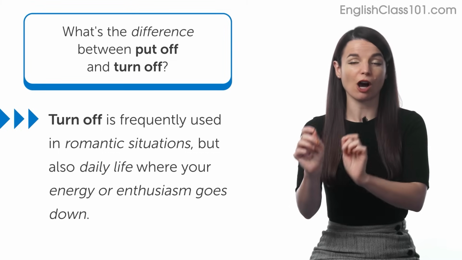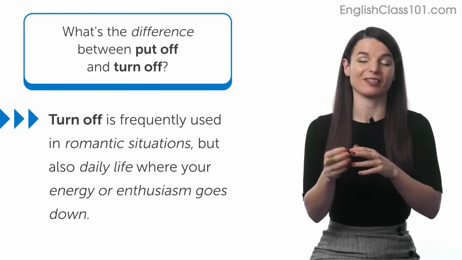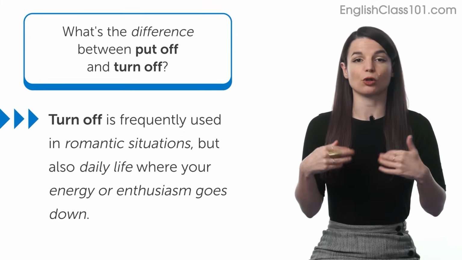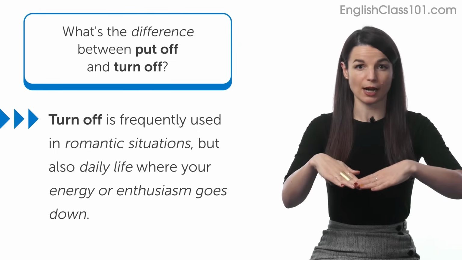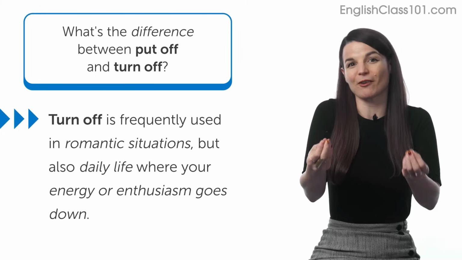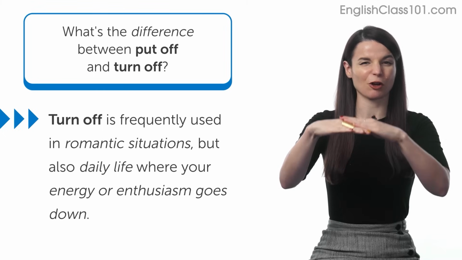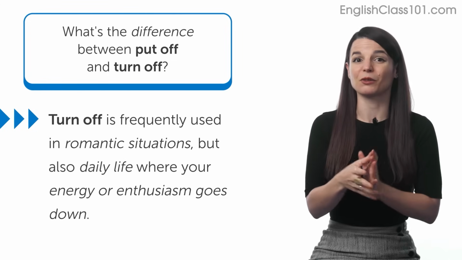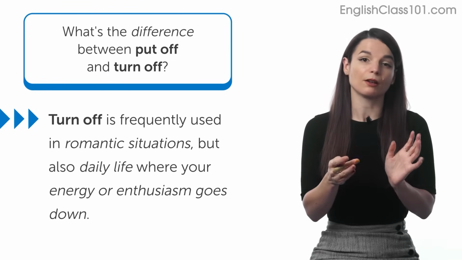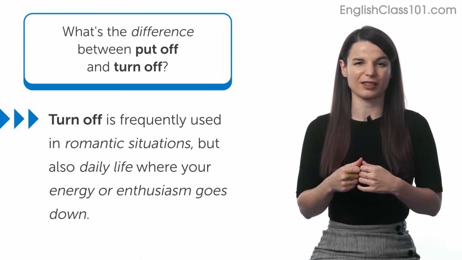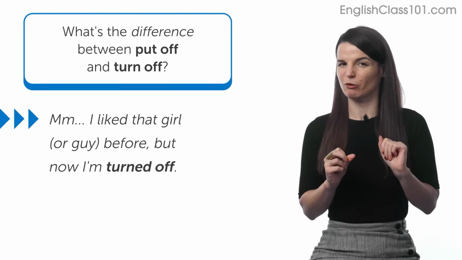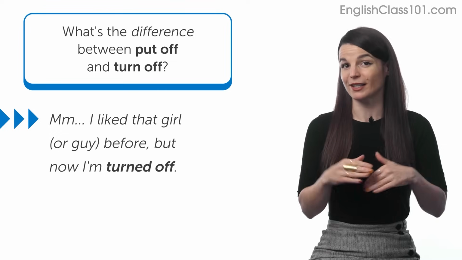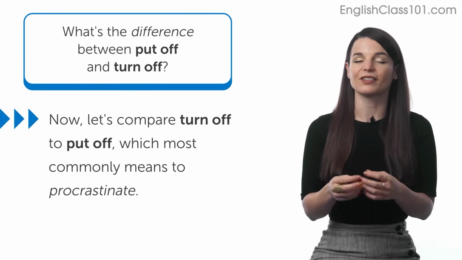So this turn off is often used in romantic situations, but it can also be used to talk about daily life situations as well, where your energy or your enthusiasm for something goes down. So you can kind of think of it as your personal power, your emotional power, going down after you learn something unpleasant or not so good about the situation. So we use this a lot in romantic connections. When you learn the other person has a bad habit, you might say, I liked that girl before, or I liked that guy before, but now I'm a little turned off, which means you're not so excited about that person.